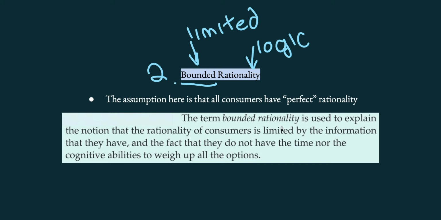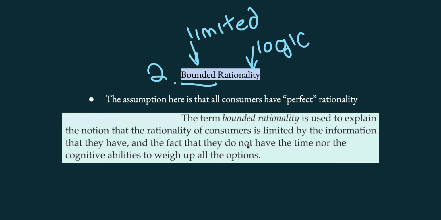So the term bounded rationality is used to explain the notion that the rationality of consumers is limited by the information that they have. So it's just a continuation of the point before. However, this causes bounded rationality, okay? And the fact that they do not have the time nor the cognitive abilities to weigh up all the options.